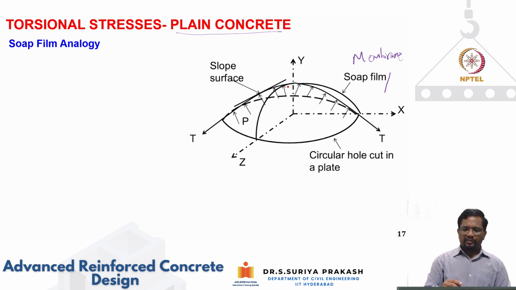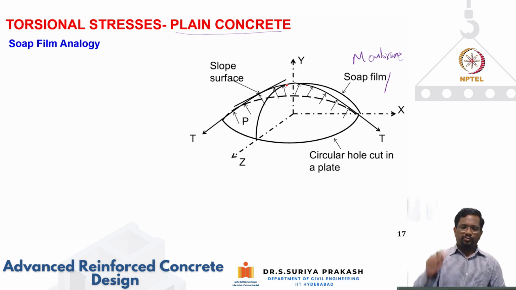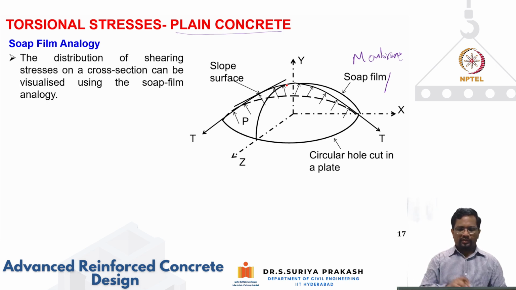What this theory says is that if I take the slope of this soap film or membrane, and the slope is 0, there I am going to get 0 shear stress. If the slope is maximum, that is where I am going to get maximum shear stress. So the shear stress is proportional to the slope of this surface. Either you assume a soap film bubble is forming on the surface of the cross section you are visualizing, or you put a rubber membrane and inflate it, see what shape it takes, and then measure the slope. So shear stress is proportional to the slope of that surface.